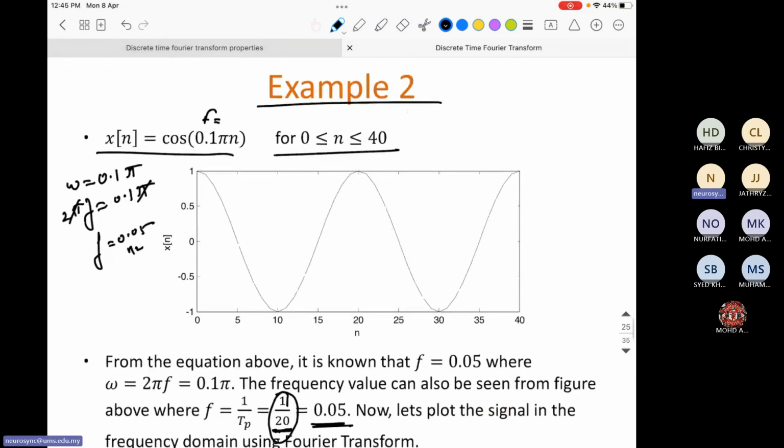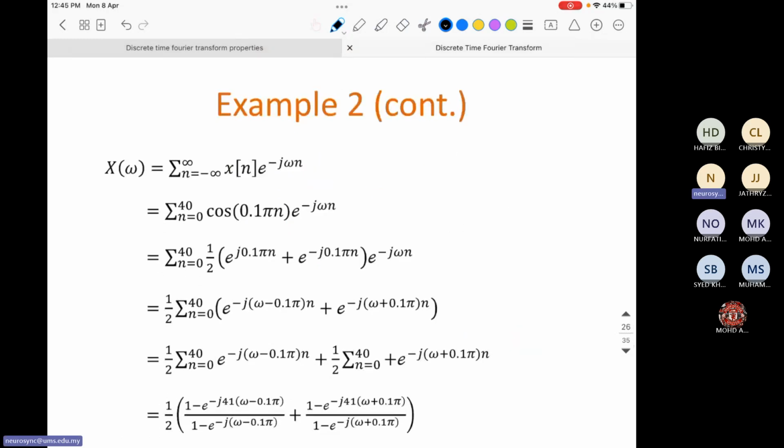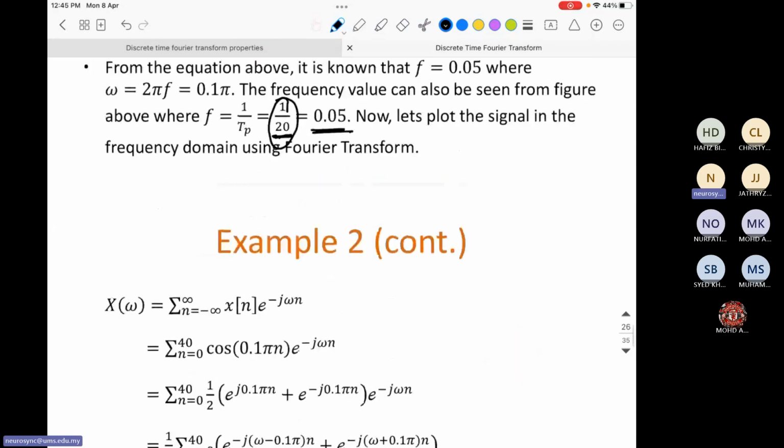Okay, this is the figure of this function x of n. So x of n is plotted here over the interval from 0 to 40 samples. So the size of the sample is 40 here. Now let us find out the Fourier transform for this.